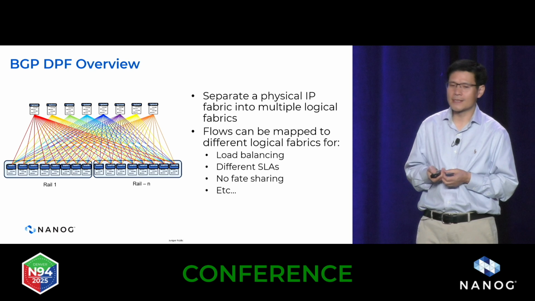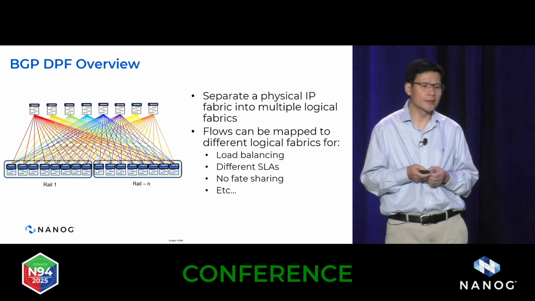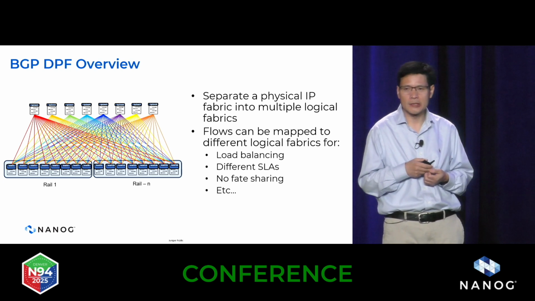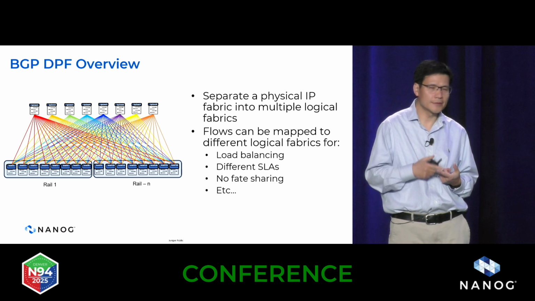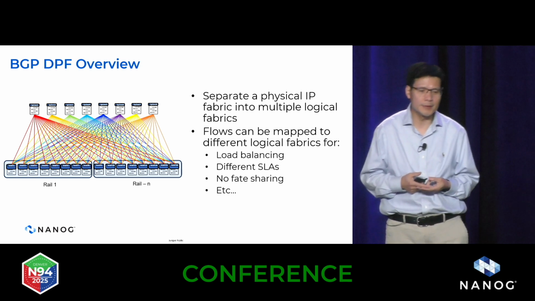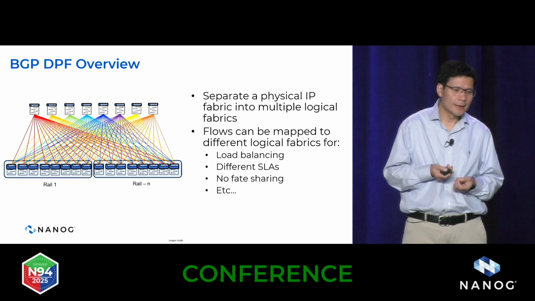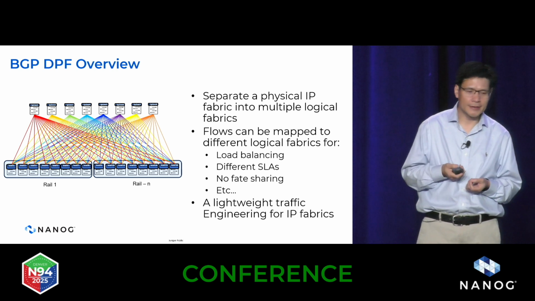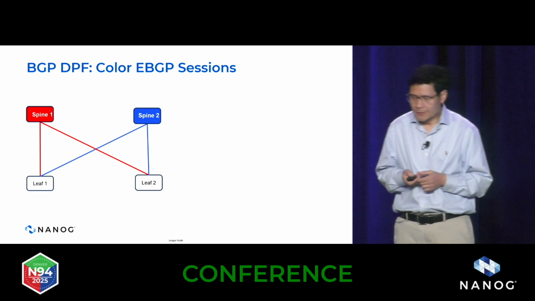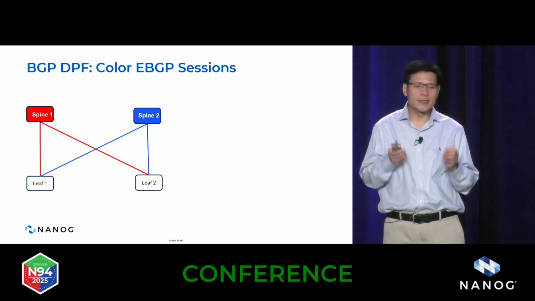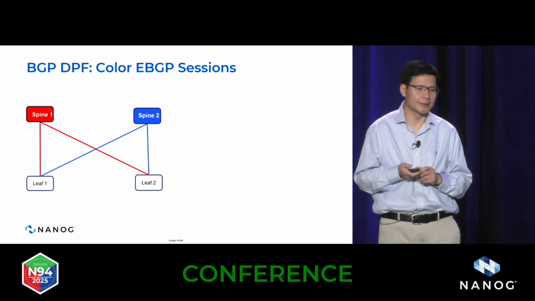Once a physical fabric is separated into multiple logical fabrics, the flow can be mapped to different logical fabrics for different purposes. You could do that for load balancing purposes. You could also do that to achieve different SLAs. There are also cases where people use this to avoid fate sharing. So it's a lightweight traffic engineering under the IP fabric. The way we separate our physical fabric into multiple logical fabrics is through BGP session coloring.